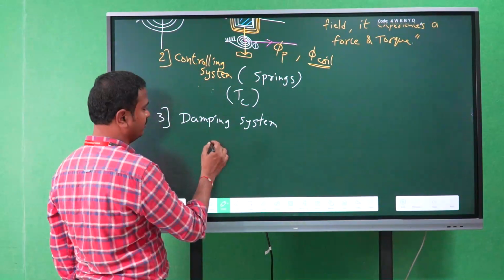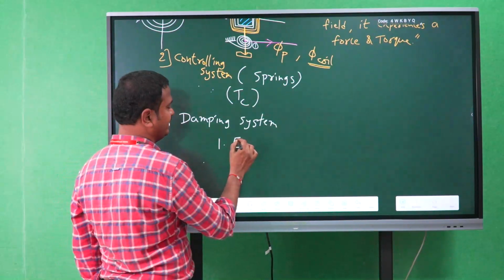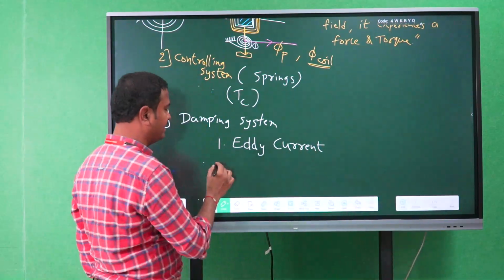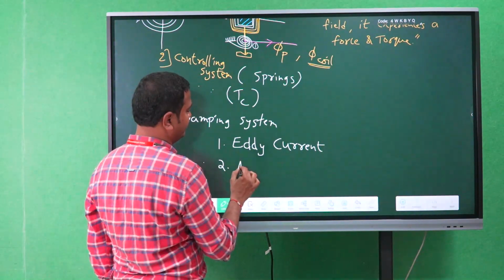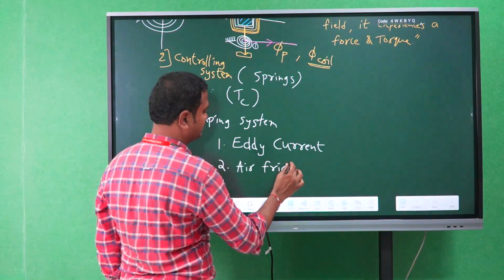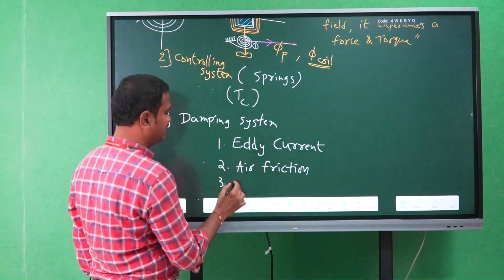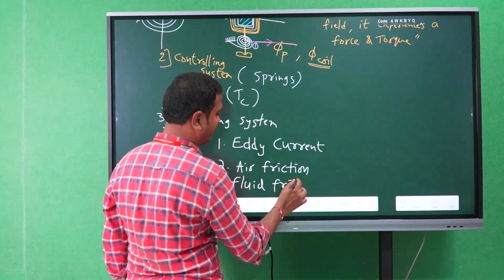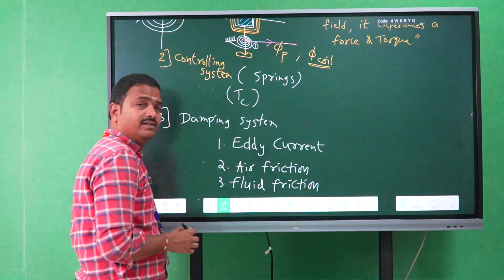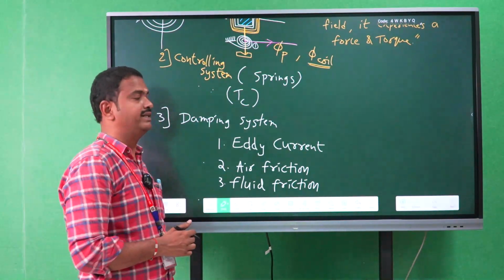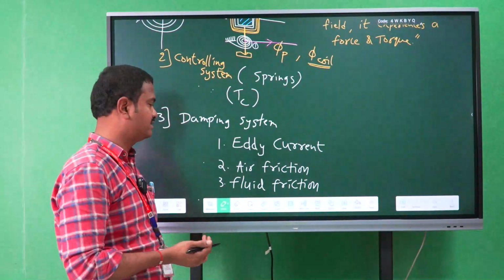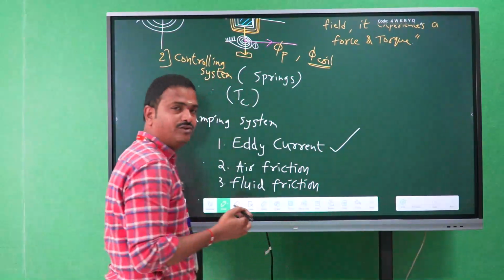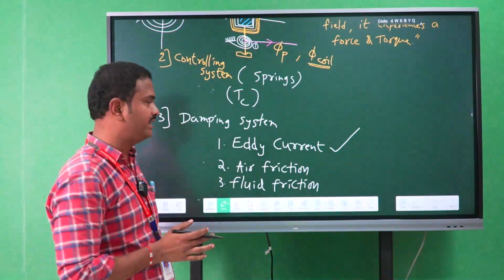So in this damping system we have basically three types. One is eddy current damping, and second one is air friction damping. Third one is fluid friction damping. Okay, so these are the types of damping systems: eddy current damping system, air friction damping system, fluid friction damping system. Clear? So in this PMMC instrument, we are using eddy current damping system.